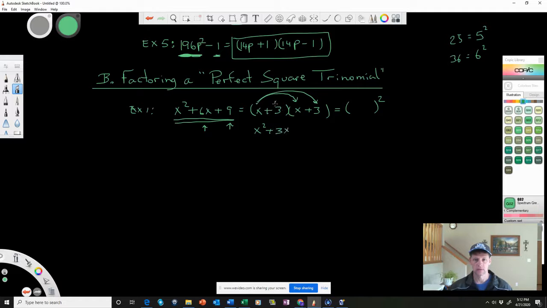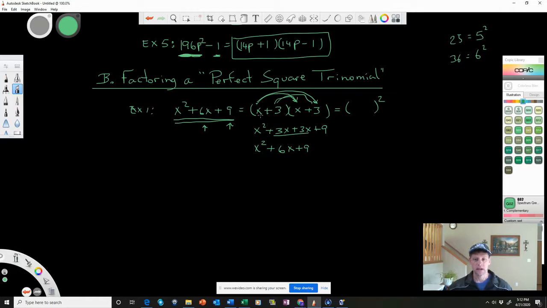There's your 3x. There's your other 3x. And there's your 9. Notice that these two middle guys are like terms. They don't cross each other out, but they get added together this time. And you get x squared plus 6x plus 9.